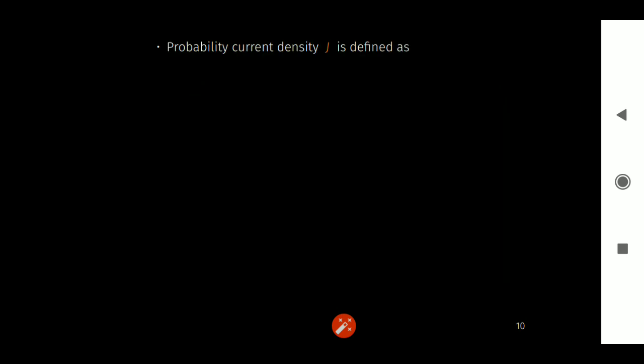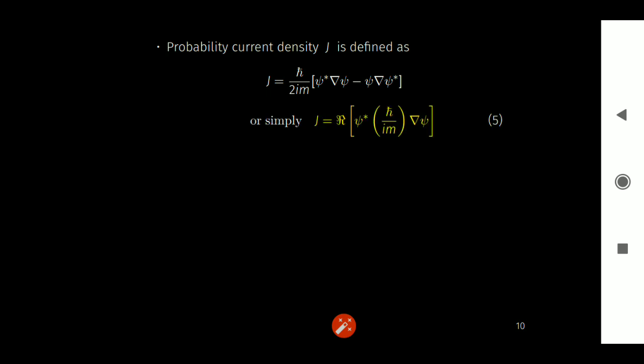Probability current density in quantum mechanics is defined by this expression, which is equal to ħ/2im times (ψ* gradient of ψ minus ψ gradient of ψ*). Instead of using this complicated expression, one can use a simple expression like this: R of ψ* times ħ/im times gradient of ψ, where this R is a special symbol that denotes the real part of the argument of equation 5.